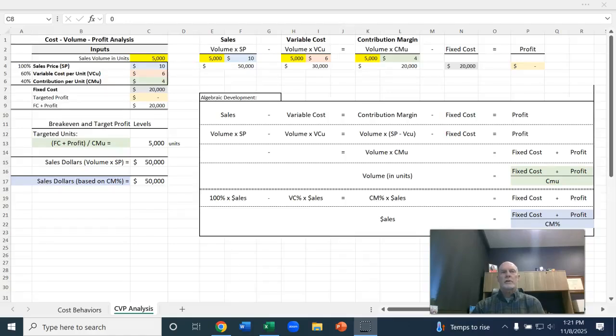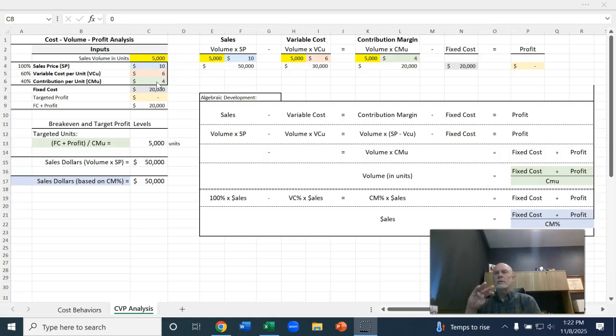In this video, we're going to discuss what's called cost volume profit analysis. That uses our understanding of cost behaviors to determine the profitability of a business at different levels of activity. Let's suppose we sell a single product and we sell it for $10 a unit. It costs us $6 per unit. So that means that we have a contribution margin per unit of $4.